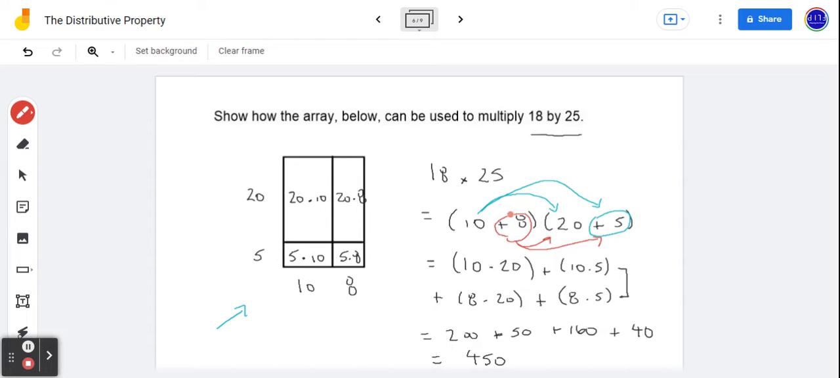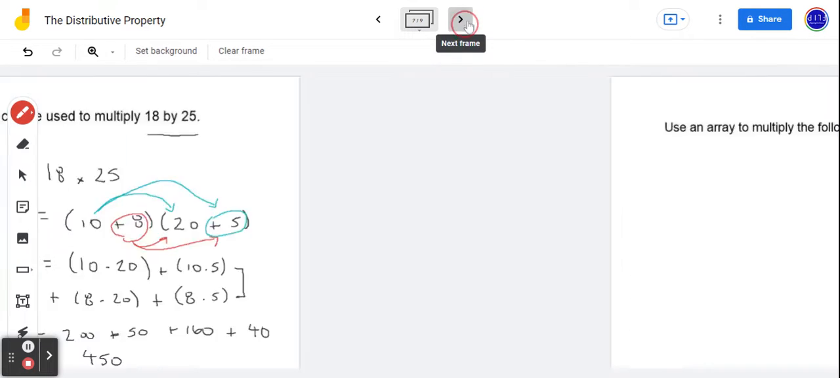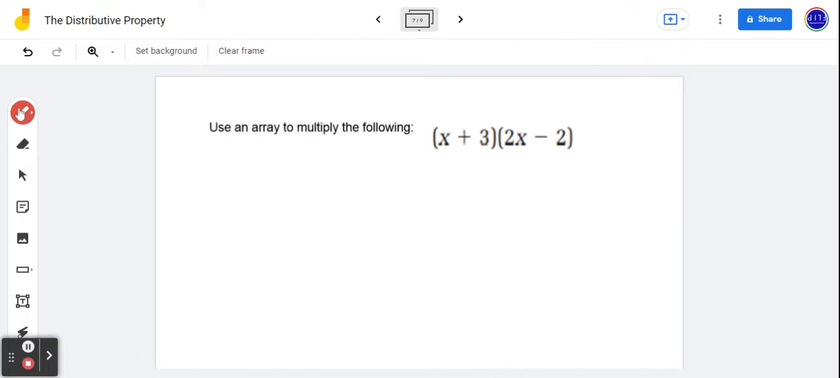So that might be something worth writing down. In order to multiply binomials, you're applying the distributive property twice. So this video will be a little bit longer than the first one because it focuses on multiplying binomials. So let's take care of that. We can do this one with an array. It's actually prompting us to do that. So let's draw something here, something that would represent that.